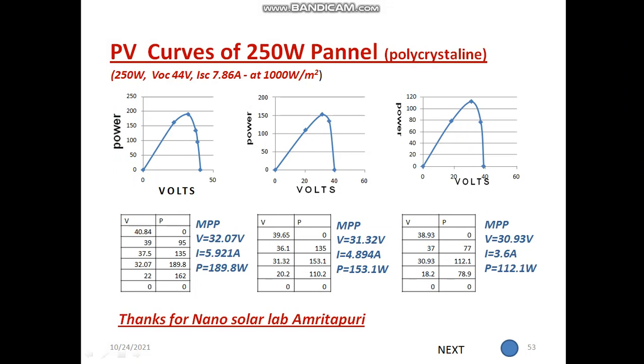I have conducted an experiment on a polycrystalline PV panel, which has a rating of 250 watts, and the open circuit voltage and short circuit current were measured at the beginning. Later, with the help of Excel software, I plotted the PV curve by taking different readings. I chose a rheostat as the load, and I varied the rheostat to find different points.